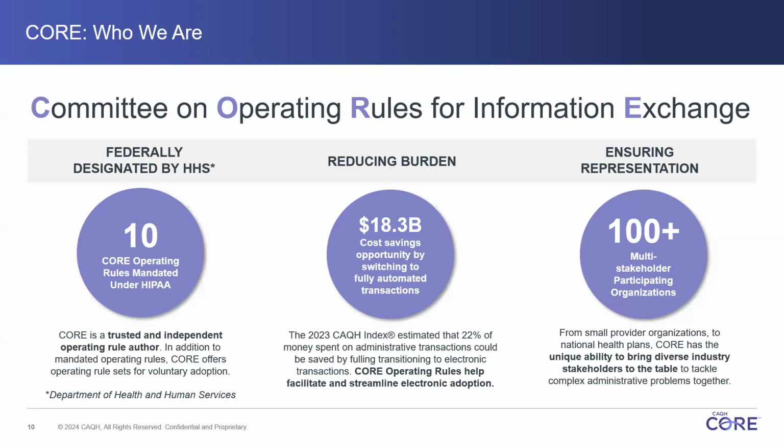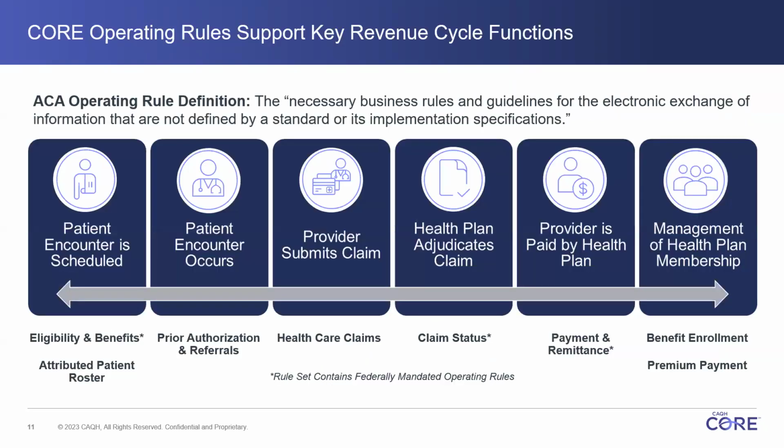So we'll have that conversation today, hopefully, around what that mandate means, the impact that has on industry, as well as some new operating rules that we have related to the 835 that are still voluntary, but may have a significant impact on providers, but in a very positive way. On the next slide, you'll see that over the last 20 years, we have been writing operating rules over every segment of the revenue cycle, from eligibility and benefit verification, prior authorization, claims, claim status, payment and remittance advice, benefit enrollment, premium payment.